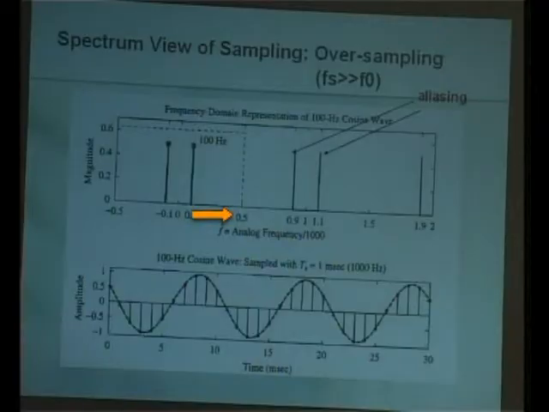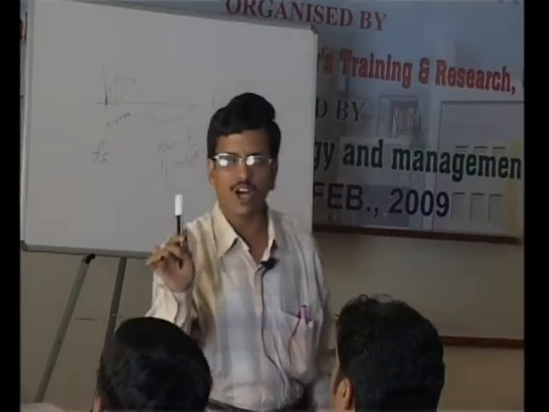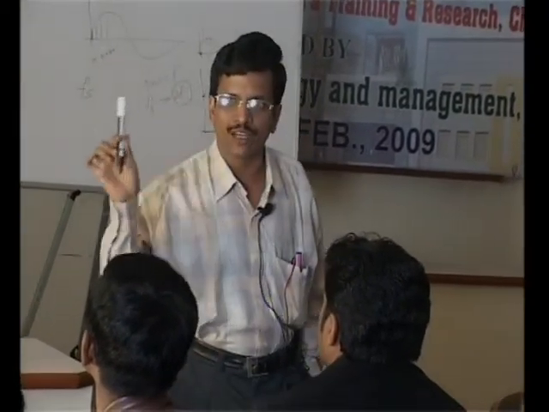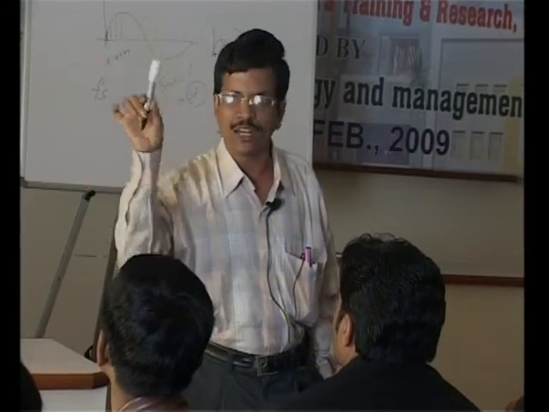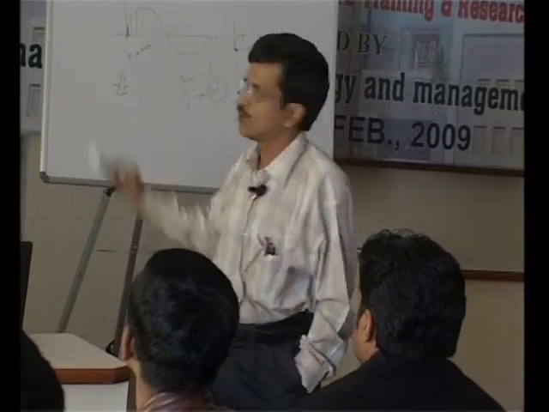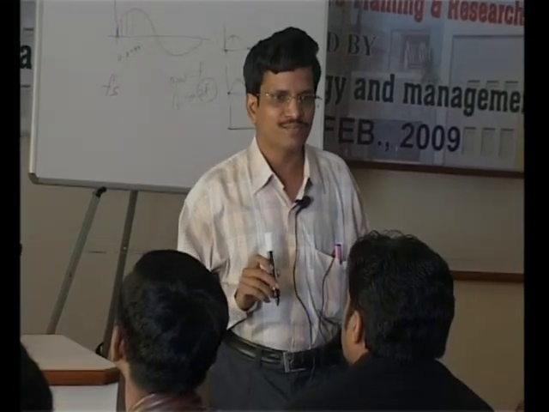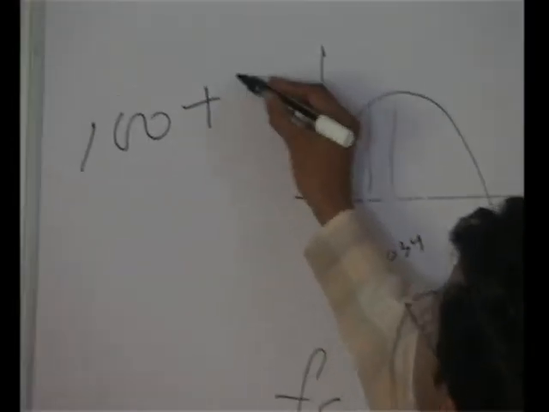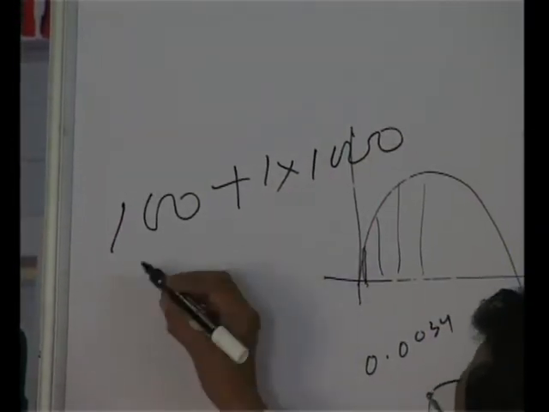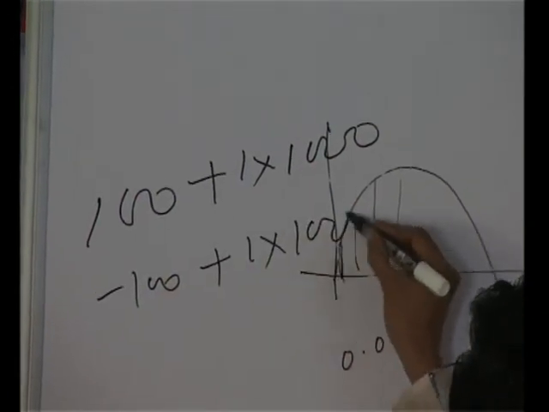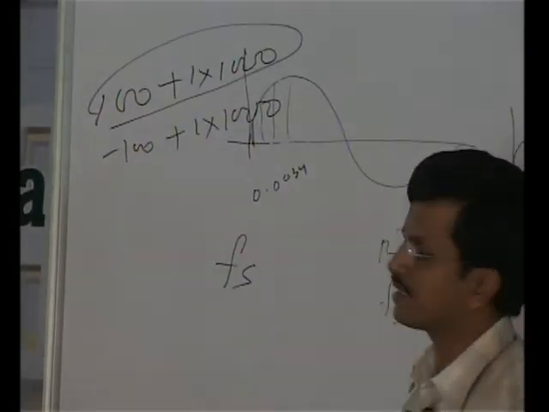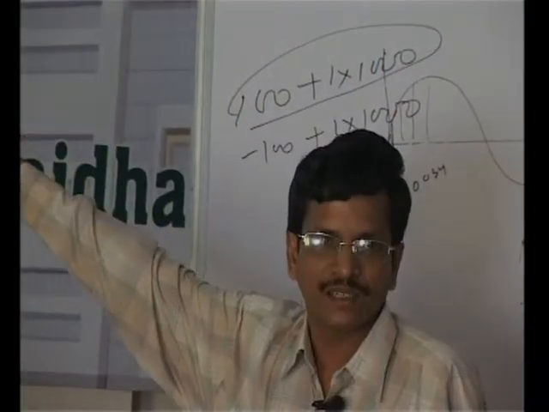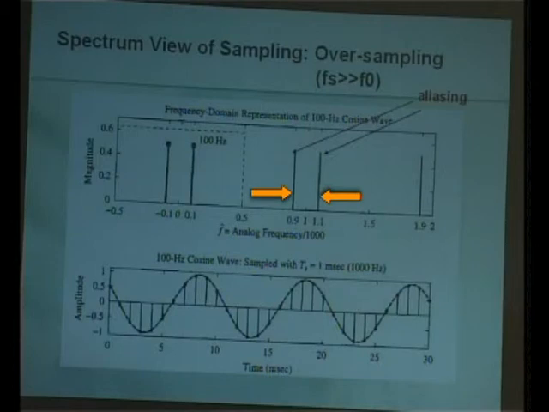See the left part, up to 0.5. What is 0.5? 500 Hz. You are sampling the signal at 1000 Hz, so you will get the information up to 500 Hz. 500 Hz in per unit is 500 divided by 1000, that is 0.5. So this is your bound. In this case, what is your aliasing frequency? For 100 Hz, it is 100 plus 1 times 1000, and then minus 100 plus 1 times 1000. So that is 1100, in per unit 1.1. This is 900, 0.9. So these are the two aliasing frequencies shown at 0.9 and 1.1.